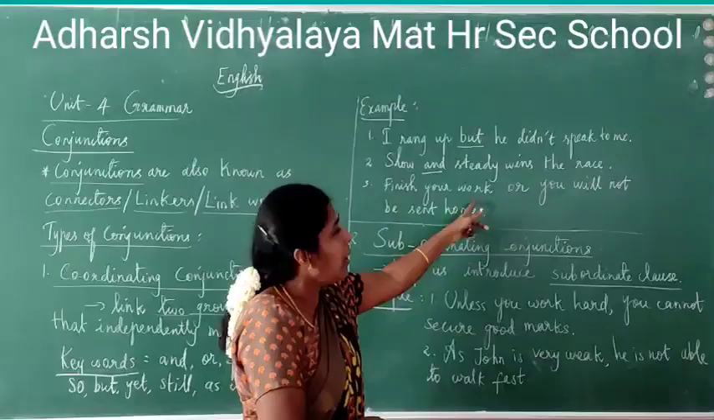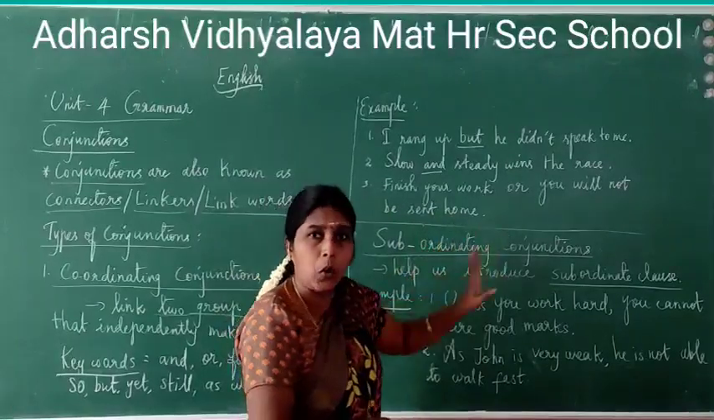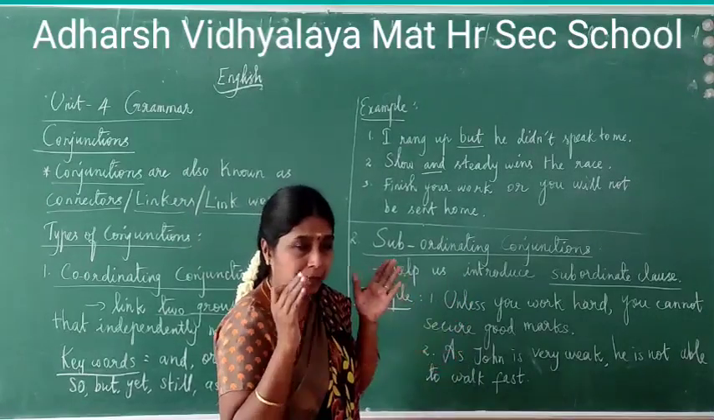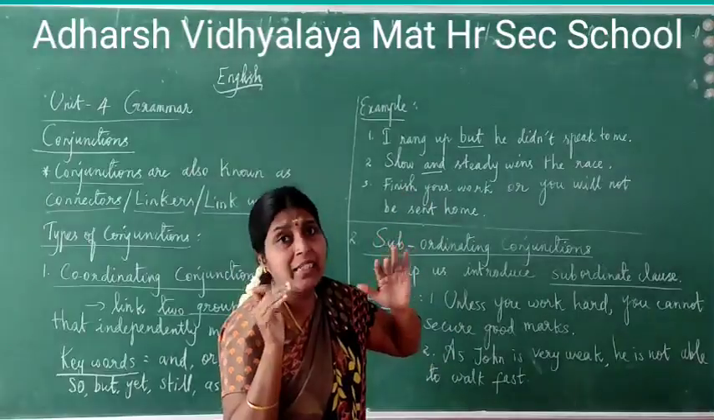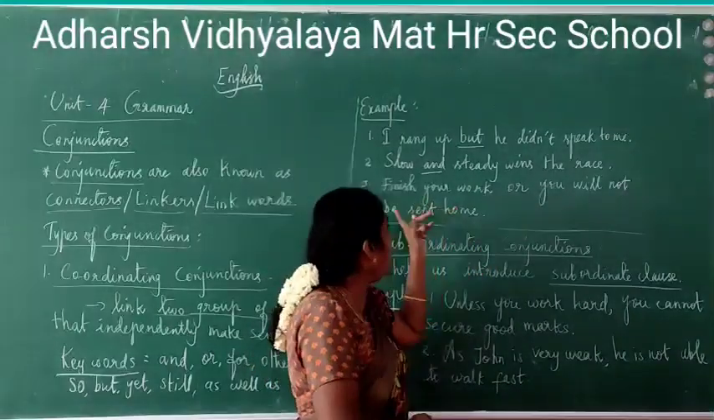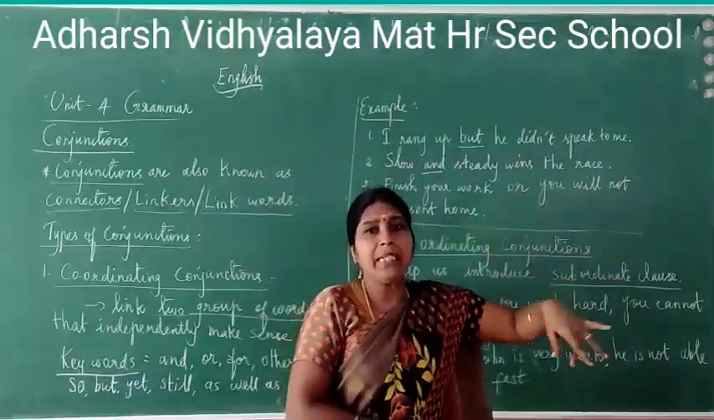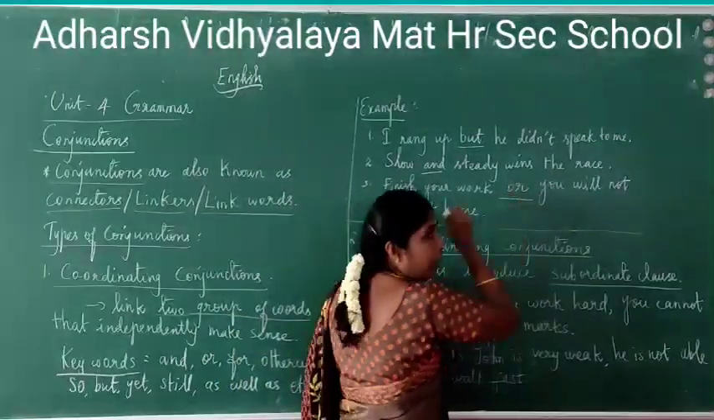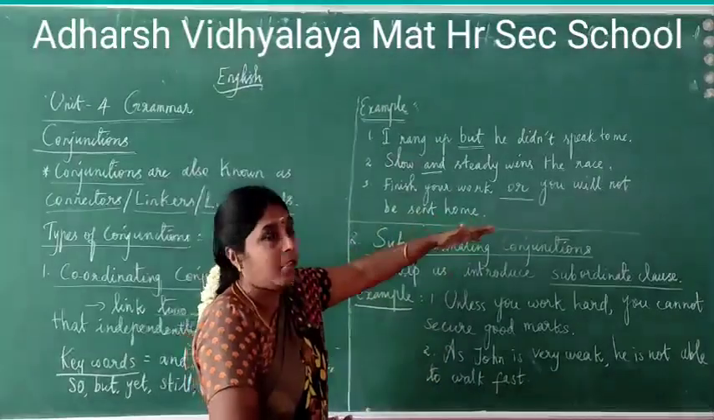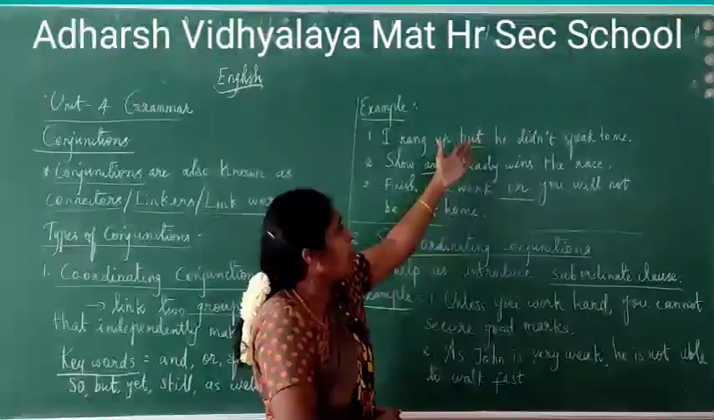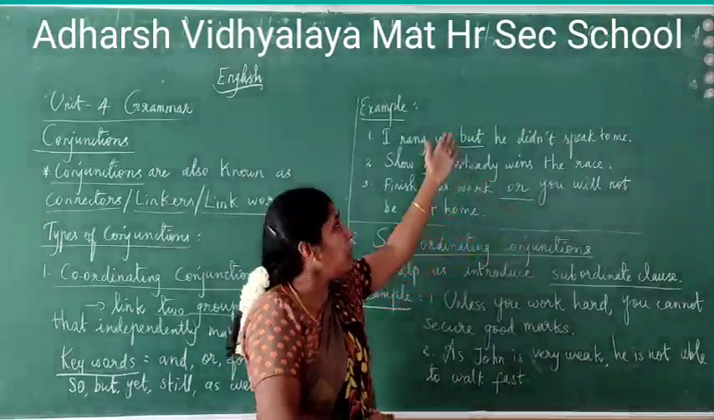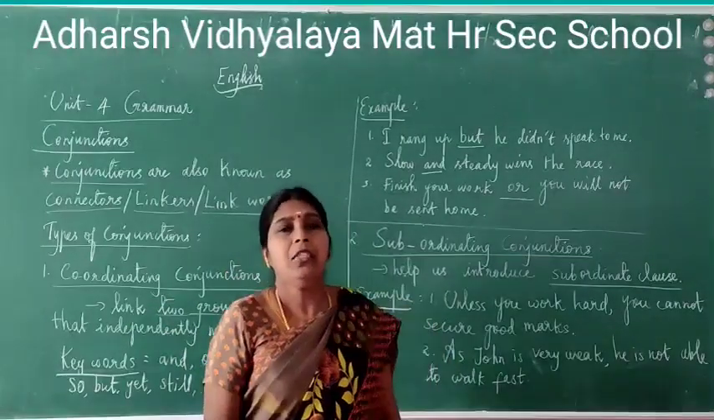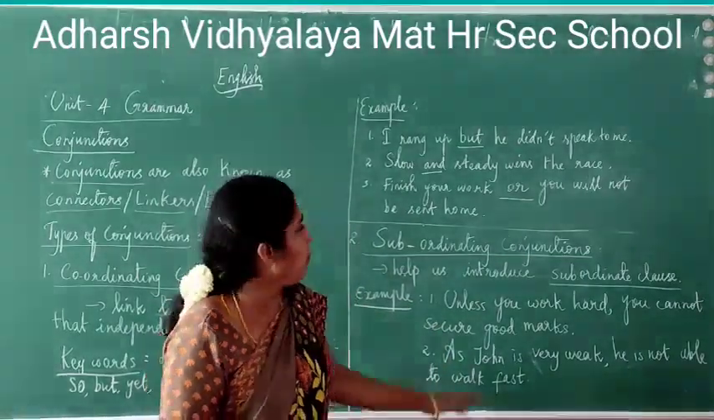See the next one. Finish your work or you will not be sent home. Here, finish your work is one sentence, an order. That is an imperative sentence. Next one, you will not be sent home. That is another sentence. Both sentences are joined by the conjunction word or. So what are the connective words in these three sentences? But, and, or. So these words are what conjunctions? Coordinating conjunctions. You understand? Shall we move on to the next type?